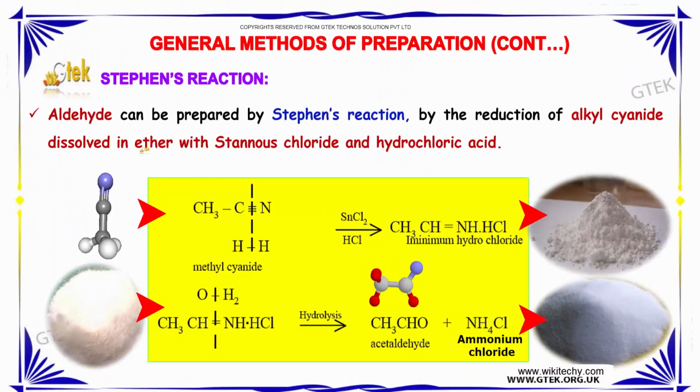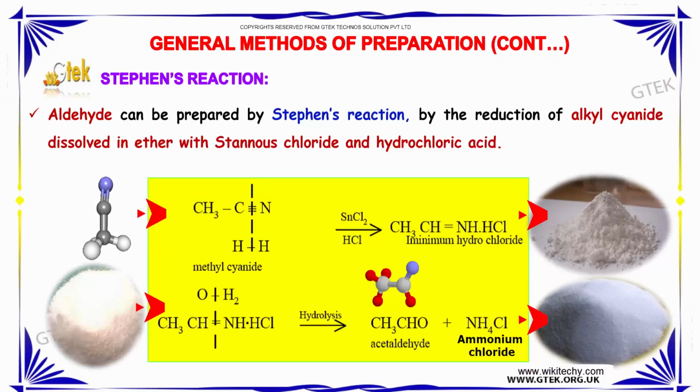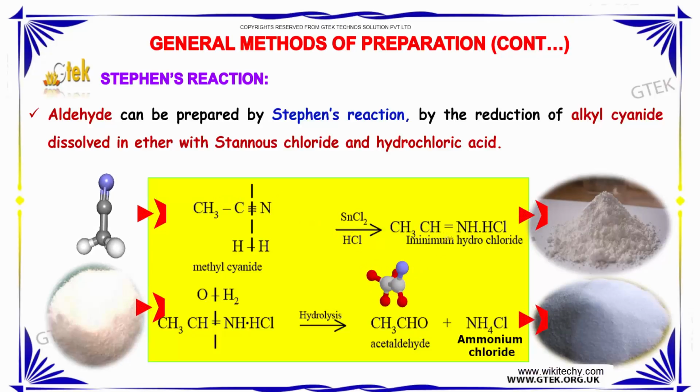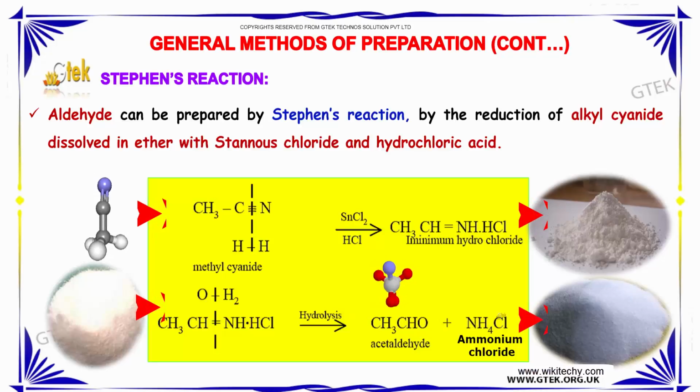Stephen's reaction. Stephen's reaction is used in the preparation of aldehydes by reducing the alkyl cyanide, which is dissolved in ether, with stannous chloride and HCl. For example, let us take methyl cyanide. In the presence of stannous chloride and hydrochloric acid, we obtain iminium hydrochloride. This triple bond is cleaved to form a double bond between the carbon and nitrogen. Similarly, when this type of compound is taken and used for hydrolysis, we obtain acetaldehyde along with ammonium chloride.